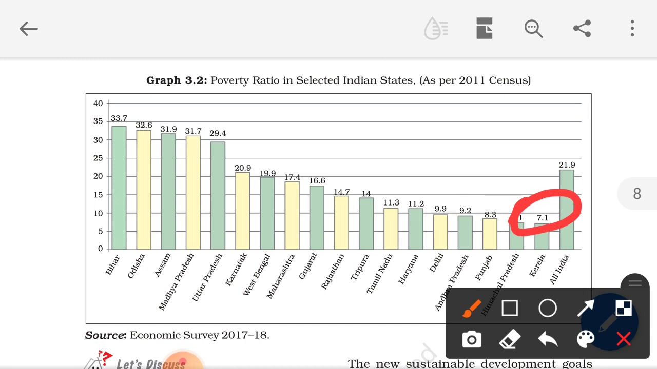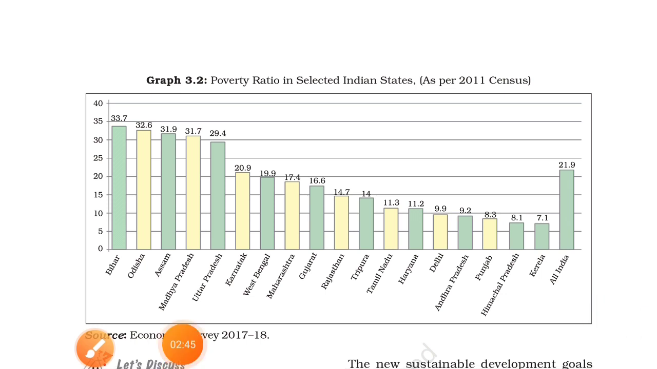Not at the bottom, at the apex level it is Bihar 33.7, and at the bottom it is Kerala, 7.1. This is the data of not all states, it is the data of selected states. Now we are going to discuss our paragraph again.